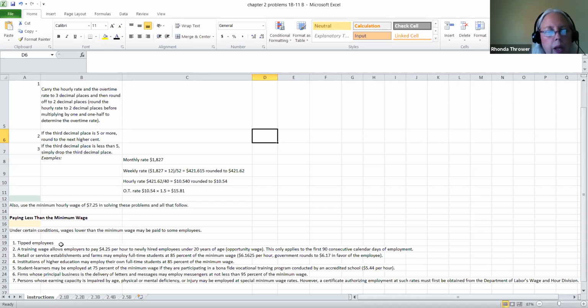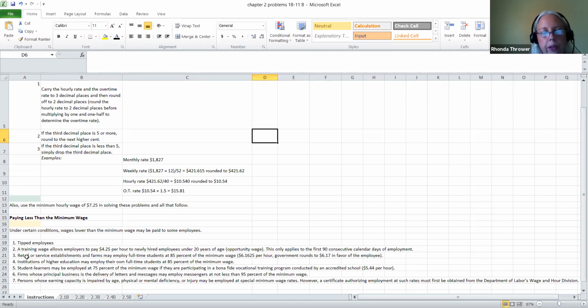If you are allowed to pay a training wage, that will allow employers to pay $4.25 per hour to newly hired employees under the age of 20 years. This is called an opportunity wage, and it only applies to the first 90 consecutive calendar days of employment. So if you're training an employee who is under 20 years of age, you can pay them less than the minimum wage rate for the first 90 days of employment.